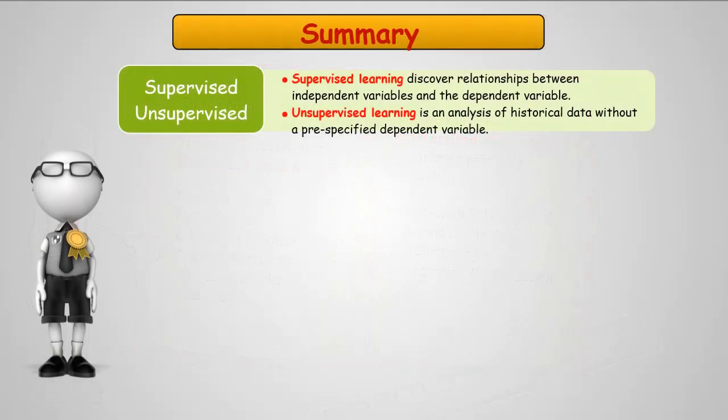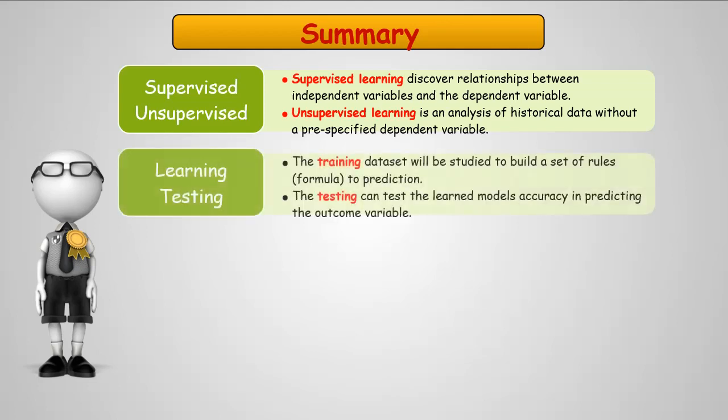All right, chapter summary. We have supervised and unsupervised learning. Supervised is where we're discovering the relationship between the independent variables and the single dependent variable. Unsupervised is when we're trying to do analysis of historical data without a dependent variable. So we're generally just trying to identify groups. We have a training data set, and that's used to build the rules, the formula for prediction. The testing data set is to measure the accuracy of the formula that we've generated.